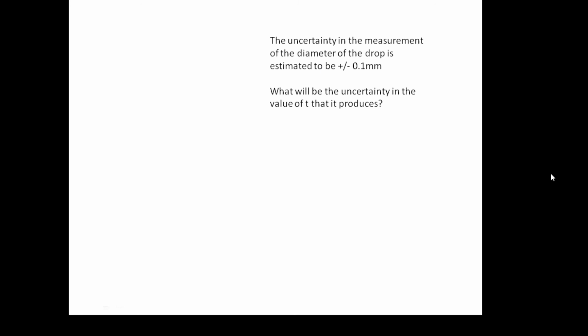Something that must be talked about here is uncertainty. What effect will the uncertainty have? The biggest uncertainty is measuring the diameter of the drop, and you're never going to do that more than plus or minus 0.1 millimeters. So what effect will that have on our answer? What will be the uncertainty in the value of t?